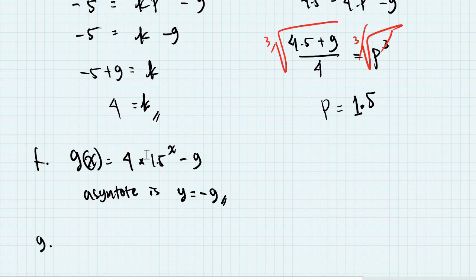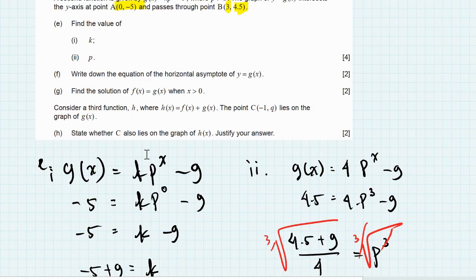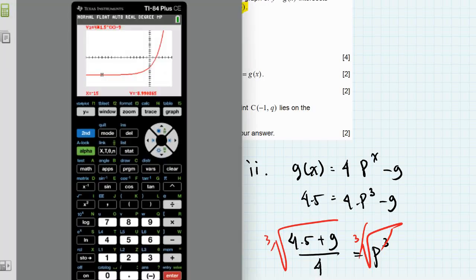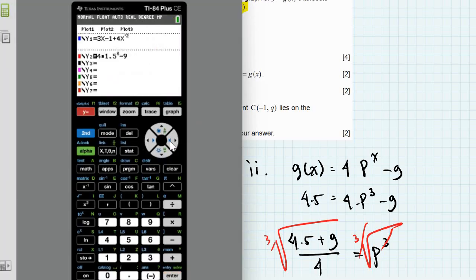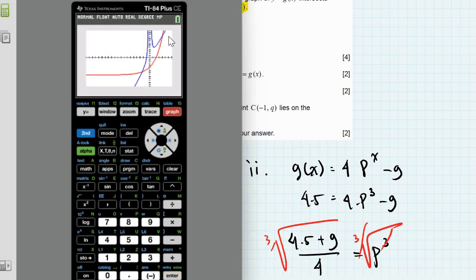Question G. What's question G? Find one solution of fx equals to gx when x is more than 0. Okay, it means we need the blue line again. Graph. When x is more than 0, it means positive. We have two intersections, as you can see. This is the first intersection. We don't need this because this is in negative x. We need the x in the positive, which is here.